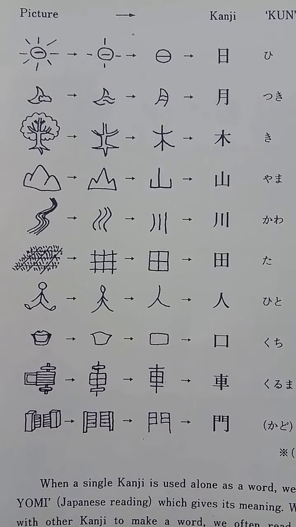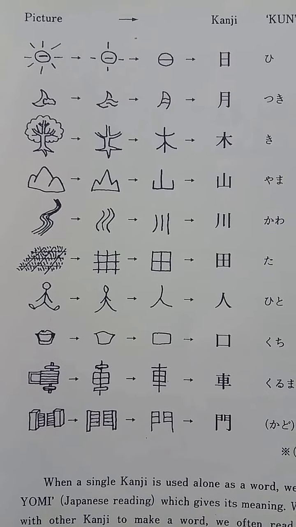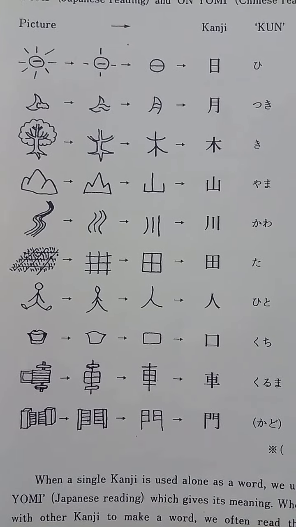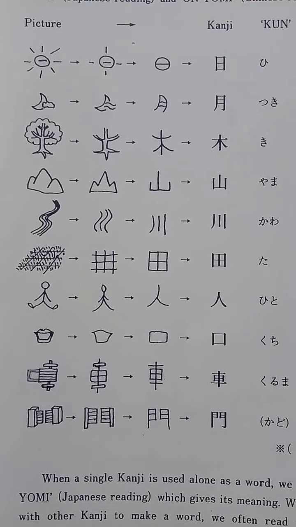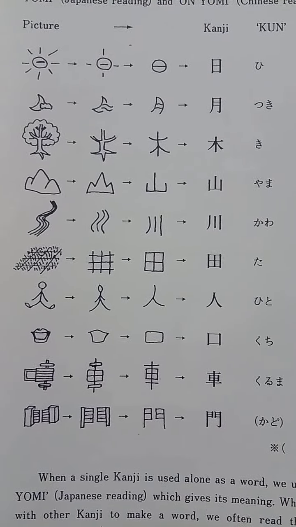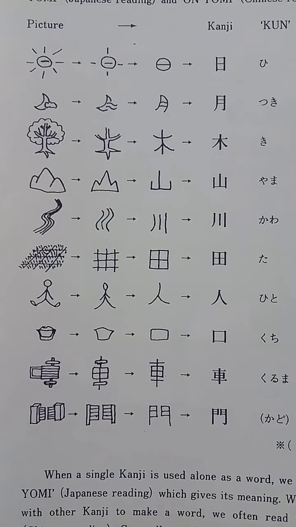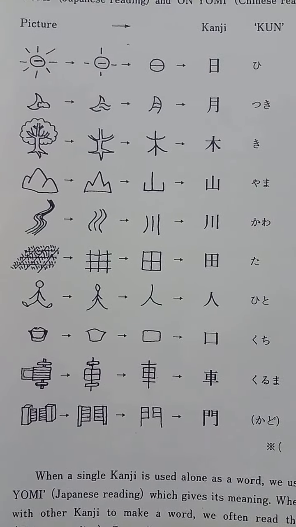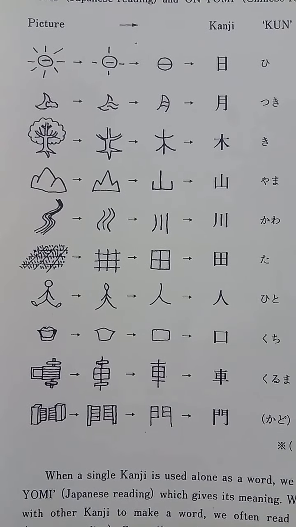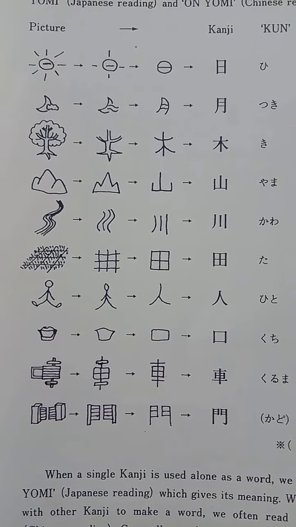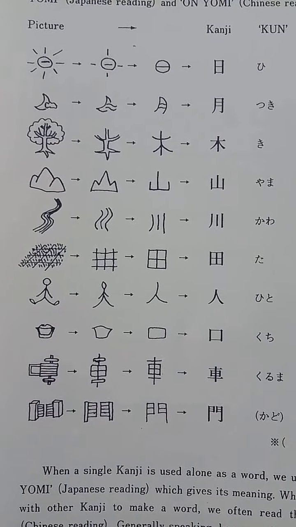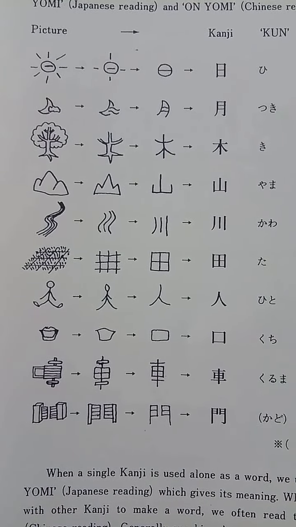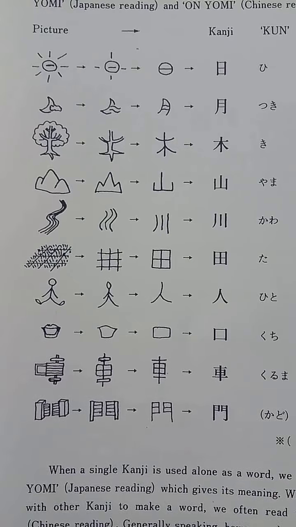All of us know that there are three scripts in the Japanese language: hiragana, katakana and kanji. The hiragana is the basic Japanese script, katakana is the script used for foreign words, and kanji is the script made from pictures. We shall now see how we can make kanji remembrance in an easy way.